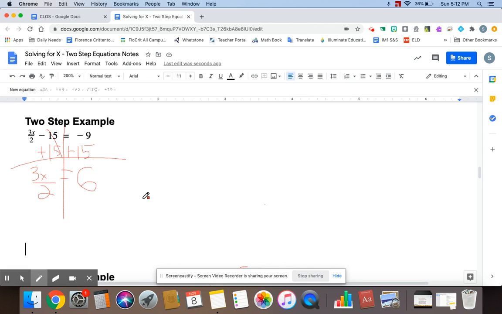What's my next step? Next, I get rid of divided by 2 by multiplying both sides by 2. The 2 divided by 2 cancels, so I'm just left with 3x equaling 6 times 2 is 12. And what's my last step? 3x means 3 times x, and the inverse of multiplying is division. Because 3 divided by 3 cancels and becomes 1x. And it's going to equal 12 divided by 3, which is 4.